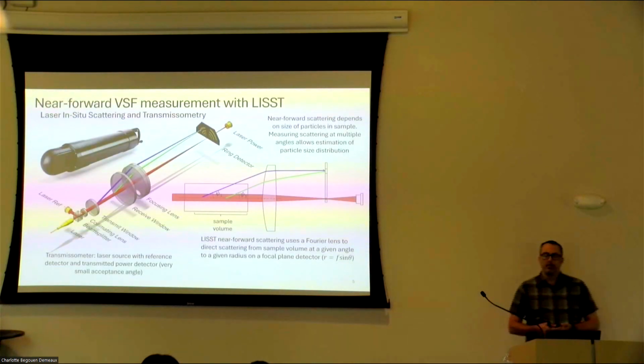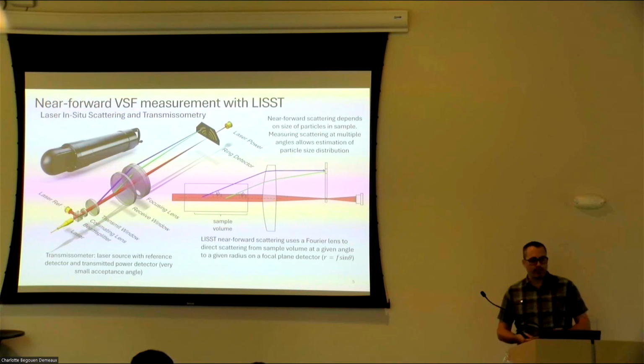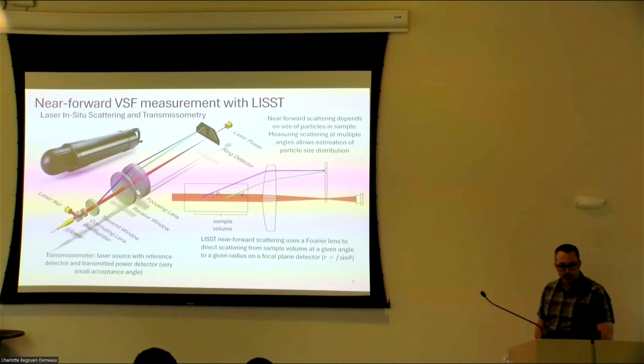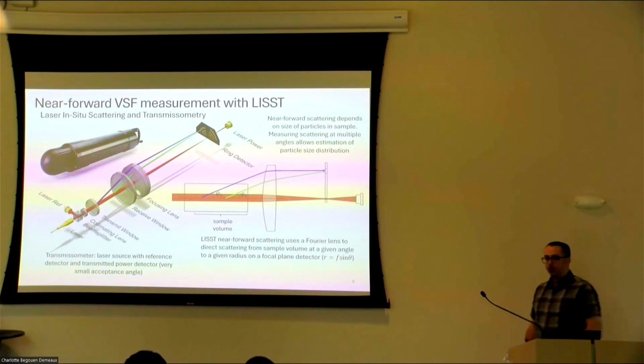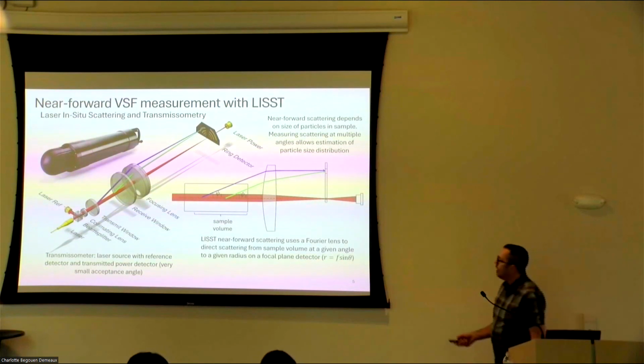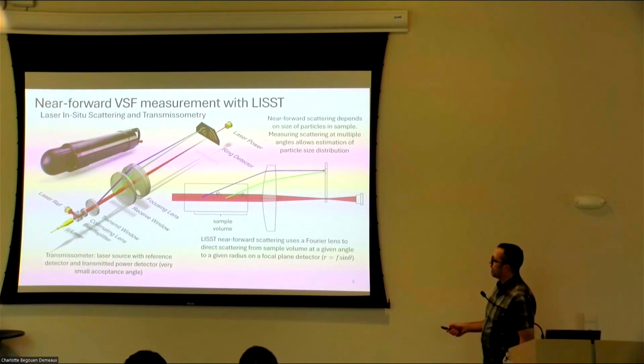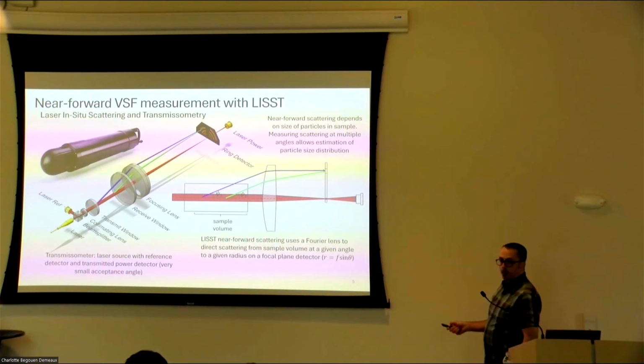Now, one approach to do the near forward is the LISST. So this is an instrument that Sequoia Scientific makes. The basic principle of the instrument is that you've got some sort of source. So we use a laser. We have a reference sensor where we can actually measure the strength of the source. That goes through a collimating lens and through a transmit window into your sample volume.